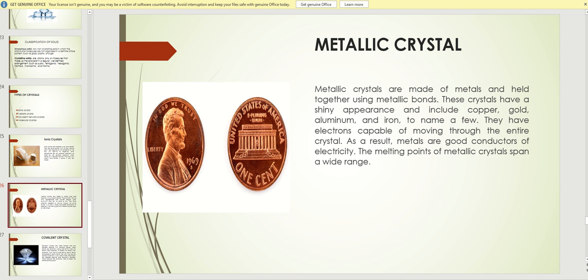Metallic crystal. Metallic crystals are made of metals and held together using metallic bonds. These crystals have a shiny appearance and include copper, gold, aluminum, and iron, to name a few. They have electrons capable of moving through the entire crystal. As a result, metals are good conductors of electricity. The melting points of metallic crystals span a wide range.